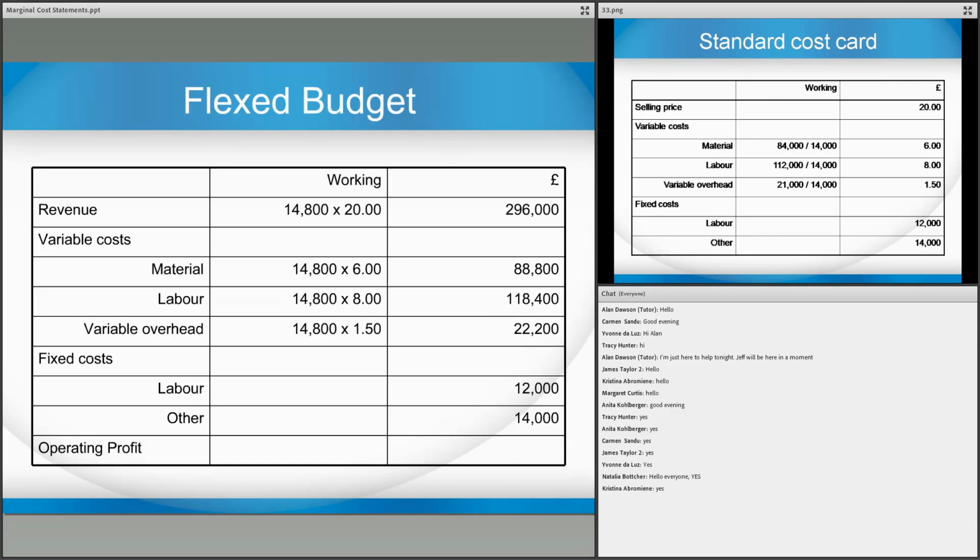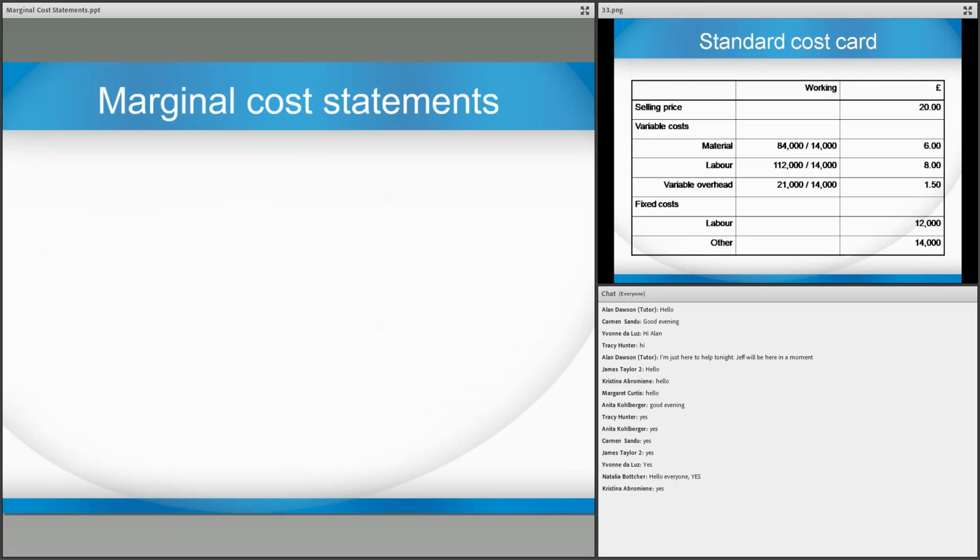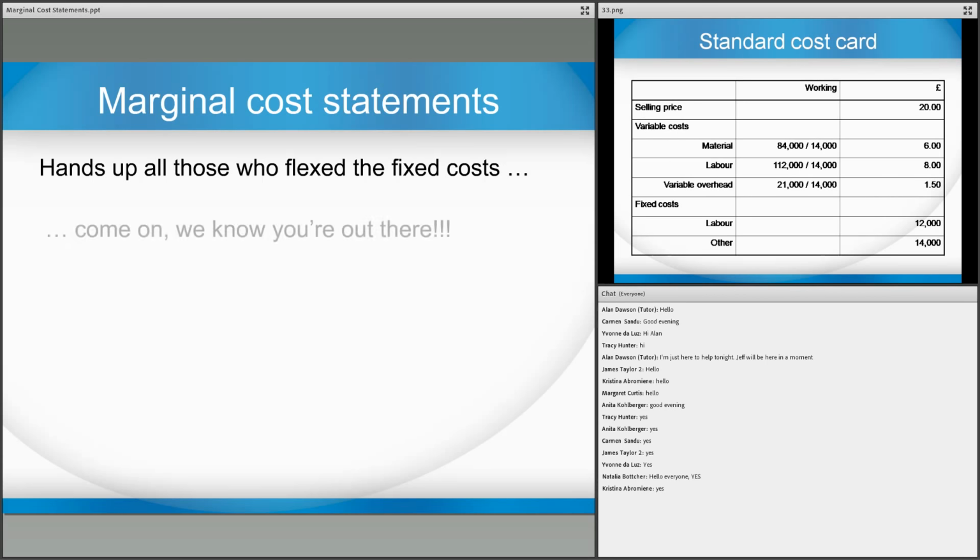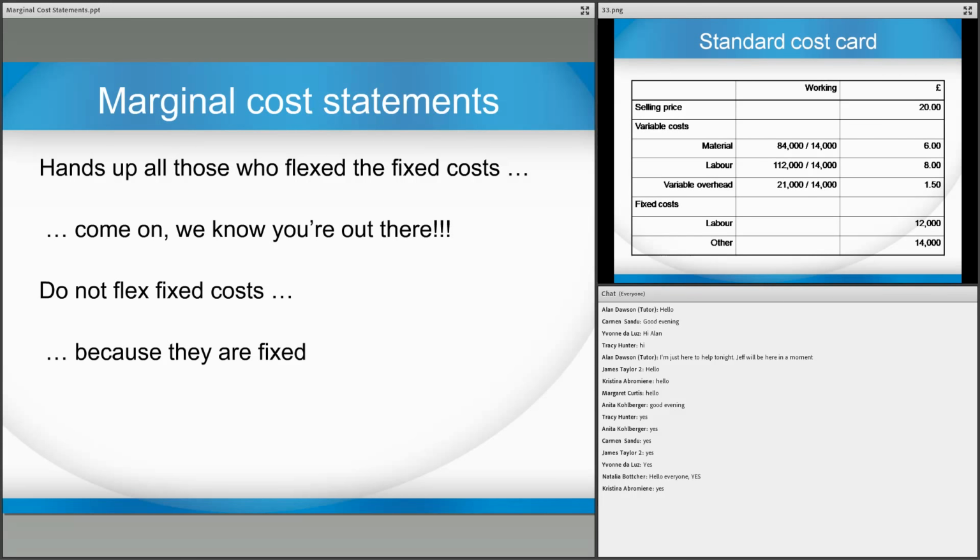What we can now do is calculate what our operating profit should be at our original selling price if we sold this amount of volume. And that comes out at £40,600, which is simply the revenue figure minus all of those other costs. Quick poll, be honest, who wanted to flex the fixed costs? Come on. Do not flex fixed costs because they're fixed. Sounds obvious, but I've marked lots of assignments over the years where they just do not stay fixed.